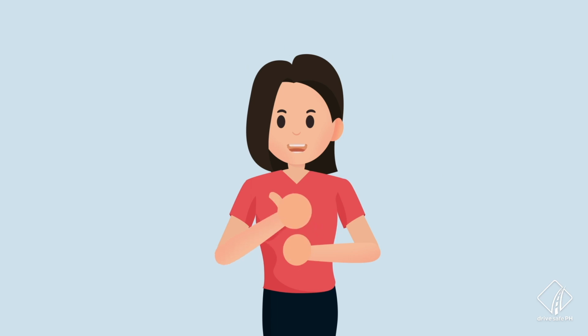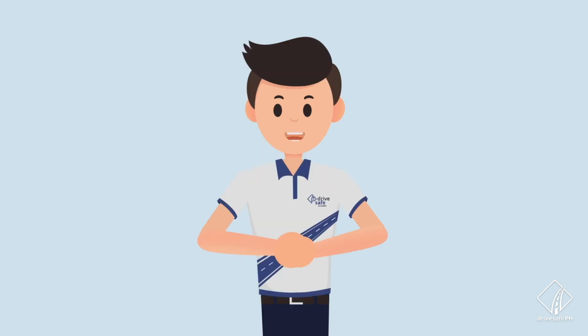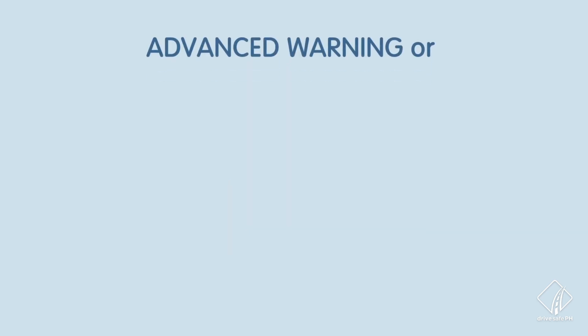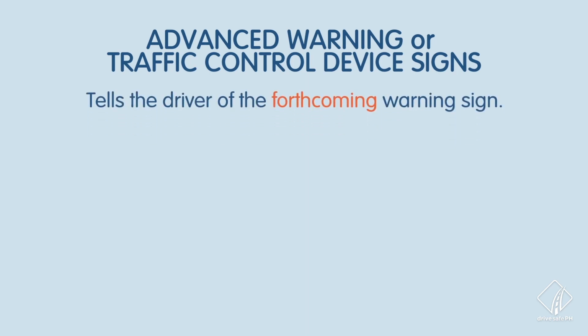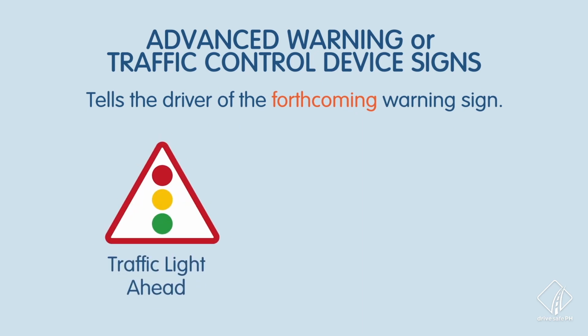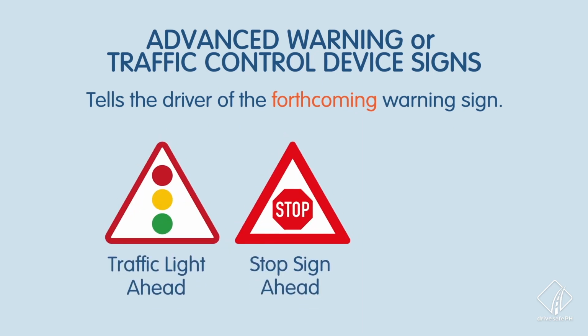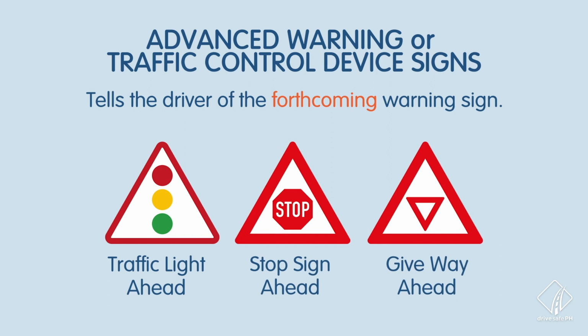All right. Another kind of sign warns of an upcoming warning sign a few meters ahead. These are called advanced warning or traffic control device signs. Advanced warning signs tell the driver of the forthcoming warning sign, like traffic light or a stop sign or a giveaway sign.